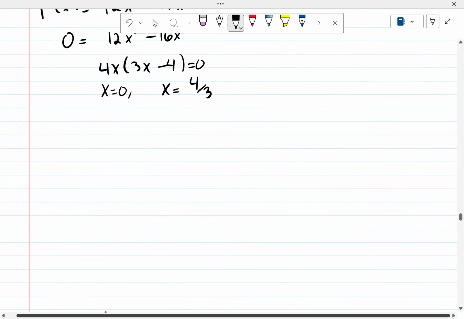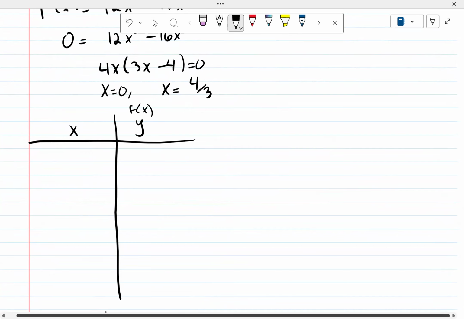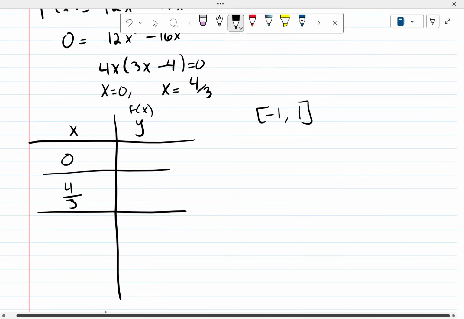We'll go ahead and make a table. You get x and then your y, or you say f of x. So our critical values were 0 and 4/3. Can we use those? Yes, we can, because our interval is from -1 to +1, right? So we definitely can use the x value 0, and we definitely can use the x value 4/3. And then these are also additional x values. So -1 is also an x value, and +1 is an x value. So the question is saying, what is the absolute minimum at the x value?